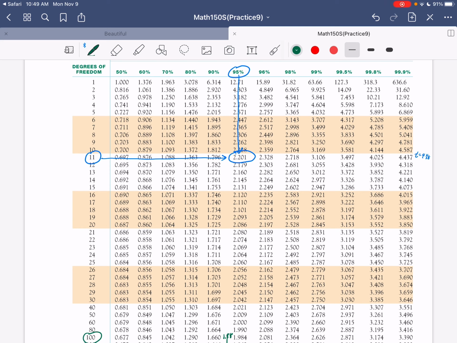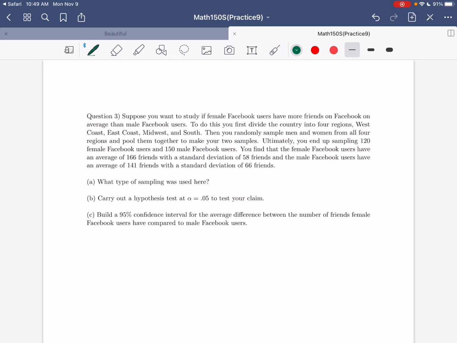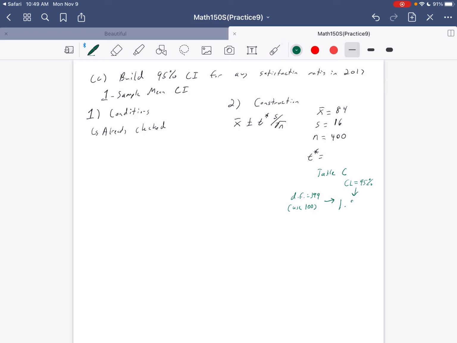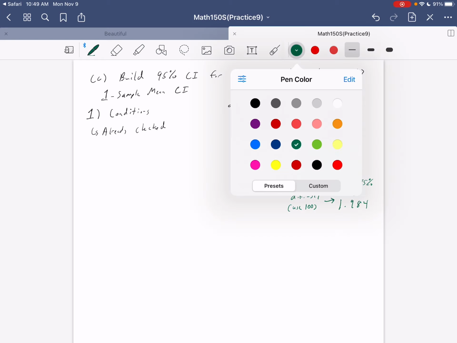Okay, so there's our 100. We'll go across down this guy here as well. Put those together. Looks like we're right there. So they would intersect, and our t star is going to be 1.984. So if we go back here, our t star, 1.984. Perfect.